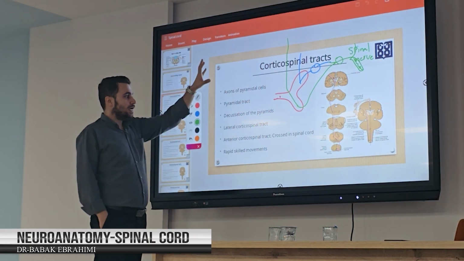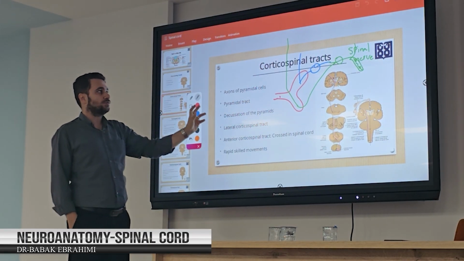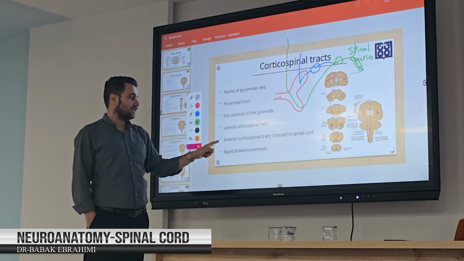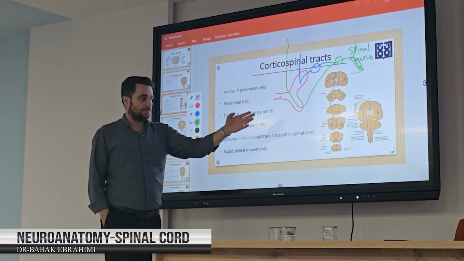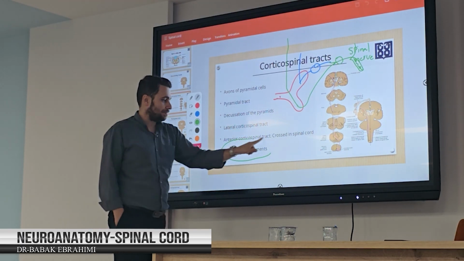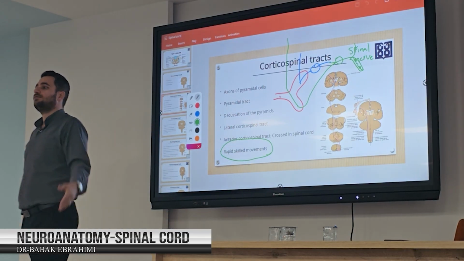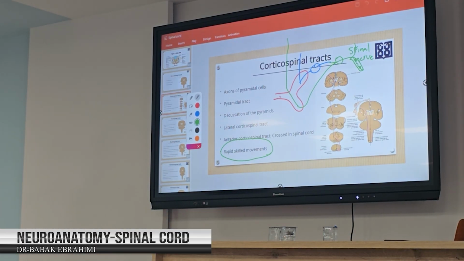Corticospinal tract. It starts from the cortex, comes to the medulla oblongata, and after that it comes to the spinal cord and makes rapid skilled movement. We have lots of kinds of movement. One of them is rapid.